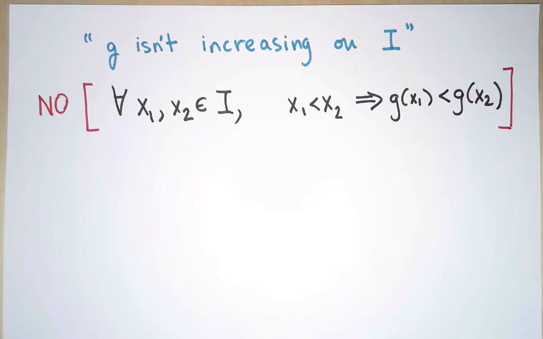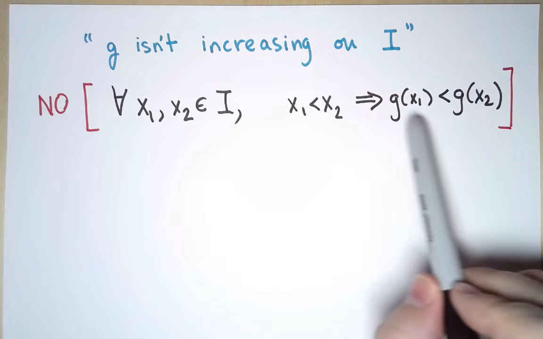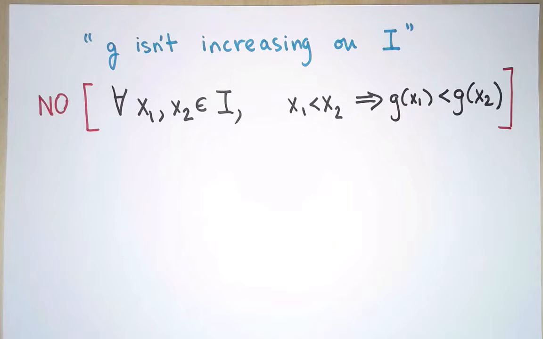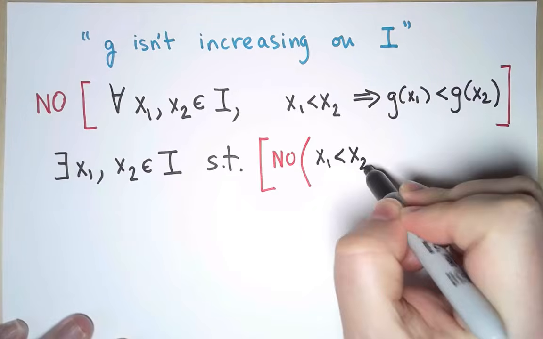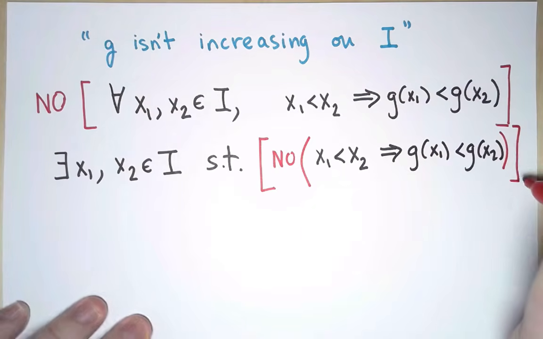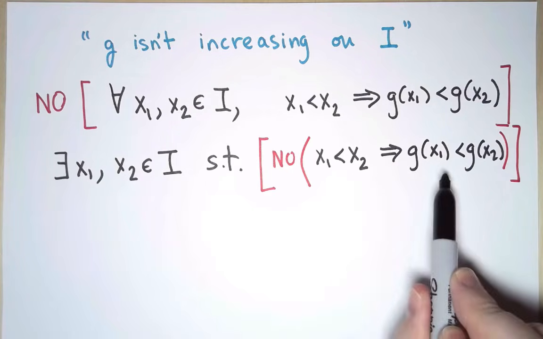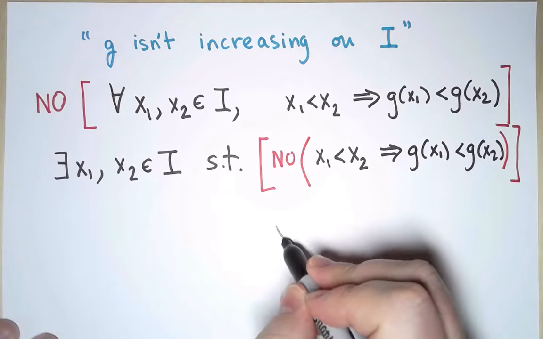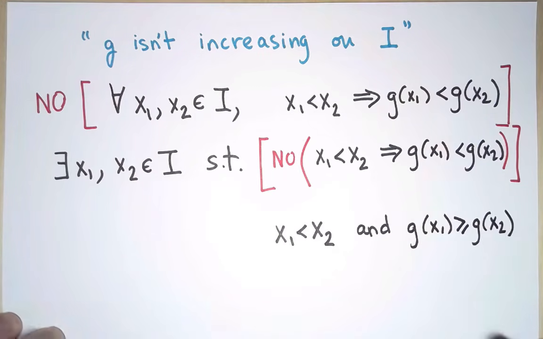So I want to write that it is false that every pair x1 and x2 satisfies the implication. That is the same thing as saying that there exists one single pair, x1 and x2, that does not satisfy the implication. And finally, to say an implication is false is the same as saying the if part is true and the then part is false.